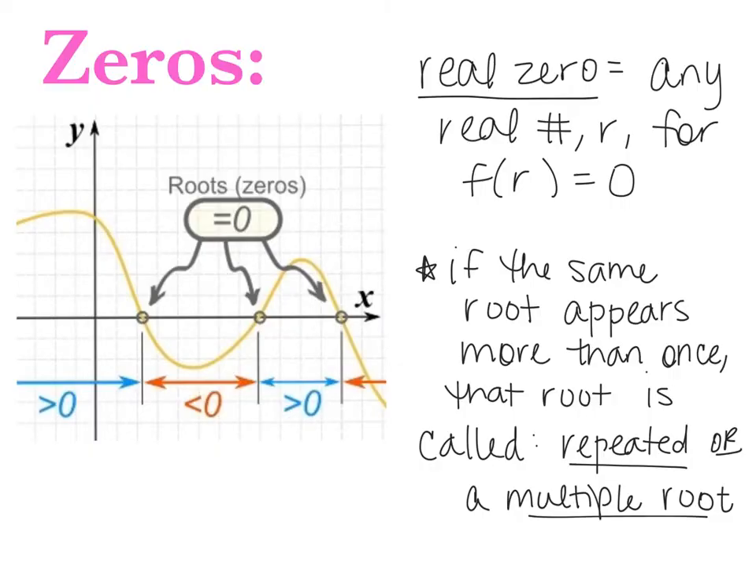Something else to know about a polynomial function is that it's going to have zeros or roots, much like the quadratic functions we've studied. So something to know is that a real zero is any real number, r, for where I plug in this number here for x, gives me y equals 0. So it's like solving for the roots of a quadratic equation, except you may have more than 2 roots for a polynomial, depending on the degree. So something else to know is if the same root appears more than once, that root is called repeated or multiple root. It actually has a lot of different names, but those are the two most common.